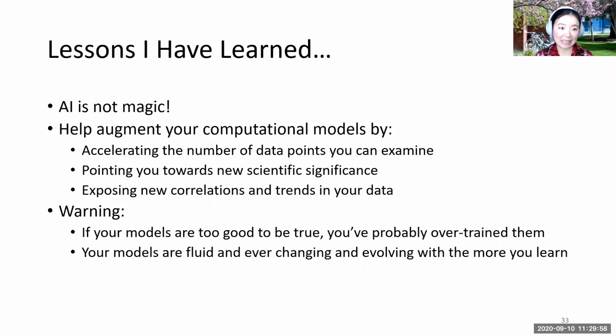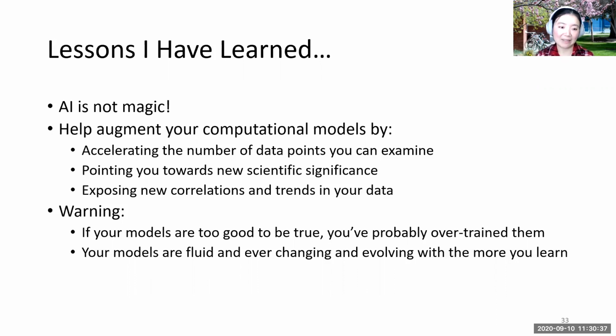The second lesson: AI can help augment your computational models by accelerating the number of data points you can examine. I already showed that in our formation energy example. It can also point us toward new scientific significance, like identifying the controlling factor for specific properties and exposing new correlations and trends in the data. So it can help us find structure and property relationships, and those are very important.